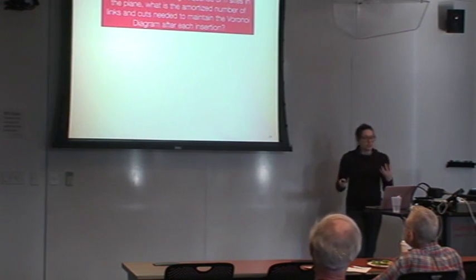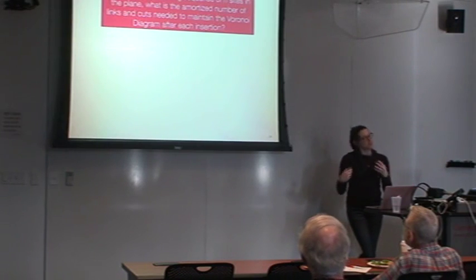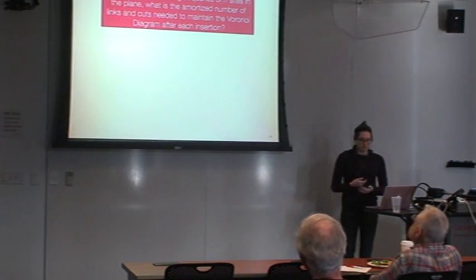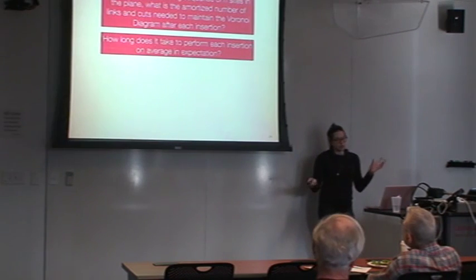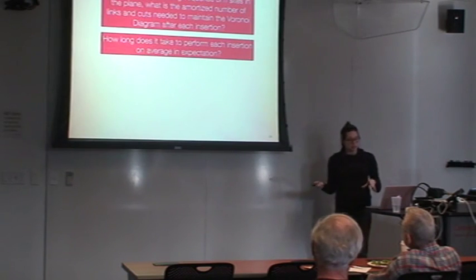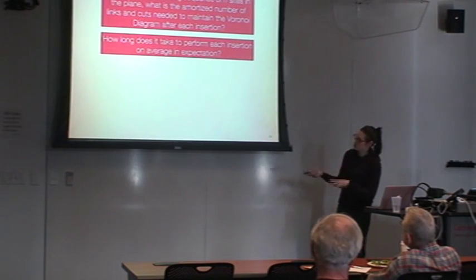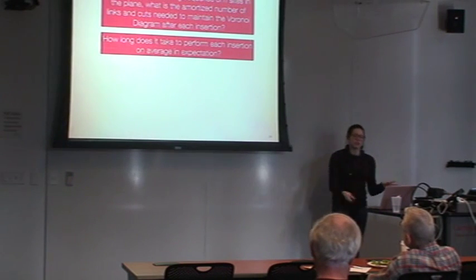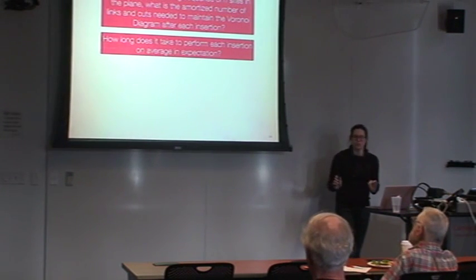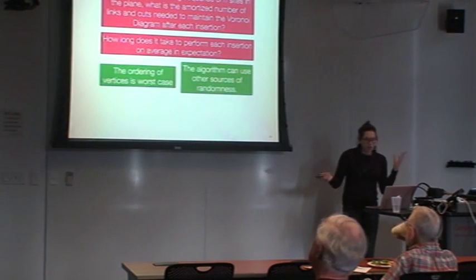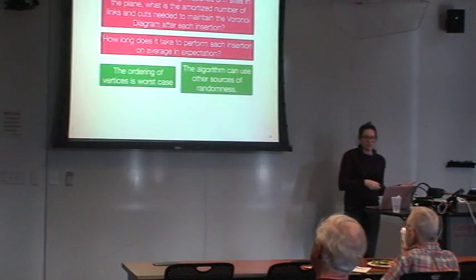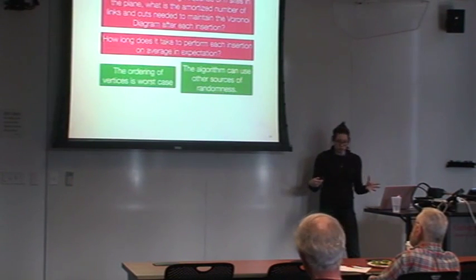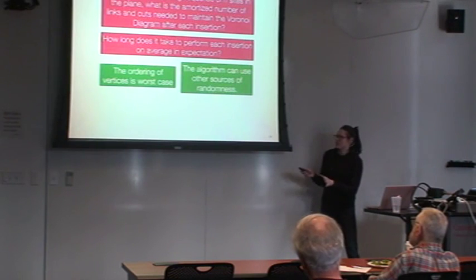For any sufficiently long sequence of n sites in the plane, what's the amortized number of links and cuts needed to maintain the Voronoi diagram after each insertion? Or how long does it take to perform each insertion on average? In expectation, and this in expectation is just because we do allow for some randomness, but not in the sequence. It can be internal to the algorithm, though, just a fine point. So the ordering of vertices is worst case, so we can't use that order one expected value with the random permutation, but we can use other sources of randomness, which we do, but we're actually not going to talk about it.